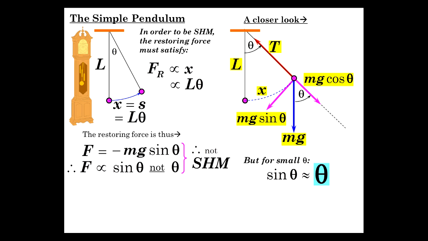However, for small thetas, sine of theta is approximately equal to theta, which is why we have a limit on the angular displacement over which we can consider a pendulum to be SHM. So the force is minus mg sine of theta. Now that's approximately mg x over L. L is here as well, so that would be the opposite over hypotenuse. But you can see that that's not quite exactly the same either, is it? Because it's not a straight line, for one thing. It's a curved path.